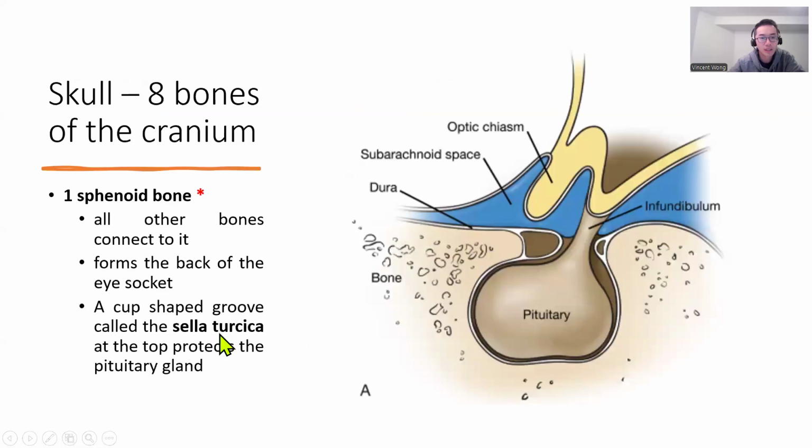There you go. Cellular tersica, or something. I can't remember how to pronounce it. Tertica? Sorry, I'm embarrassing myself here. Anyways, this is the little saddle right here. That is where the pituitary gland is going to fit into, and it protects the pituitary gland. You see that? Okay, so there we go.